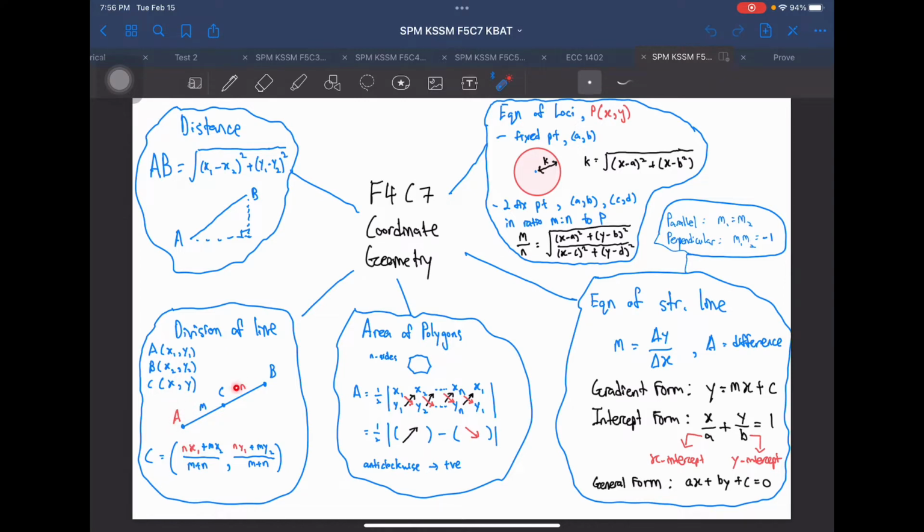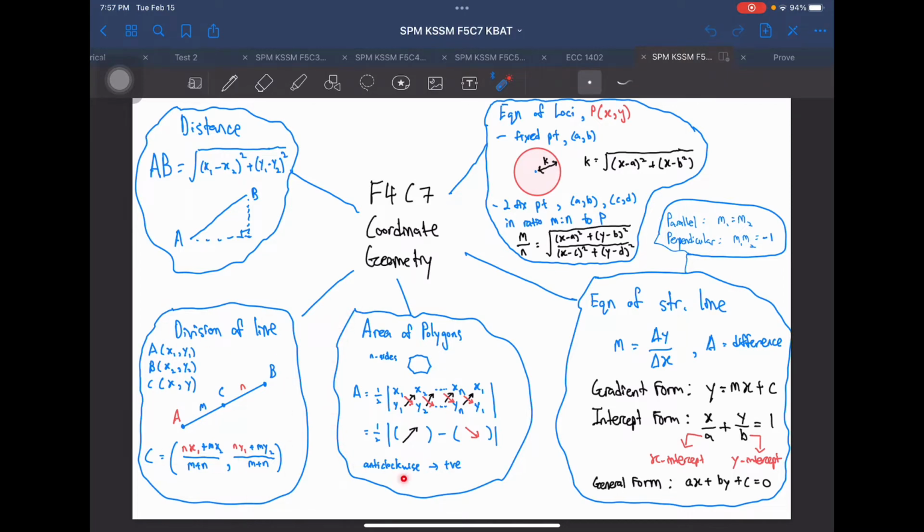pen to write it, and this is using a blue pen to write it, to tell you that you always multiply the opposite things together to get the product and sum it up. So n x1 plus m x2 divided by m plus n is the x coordinate. The same thing goes with y. Okay, so everything is easy, don't worry.